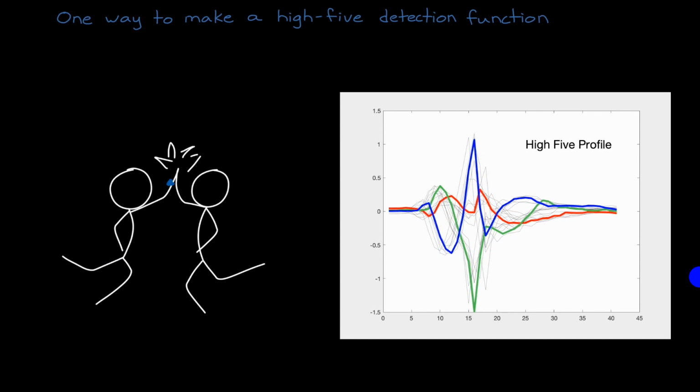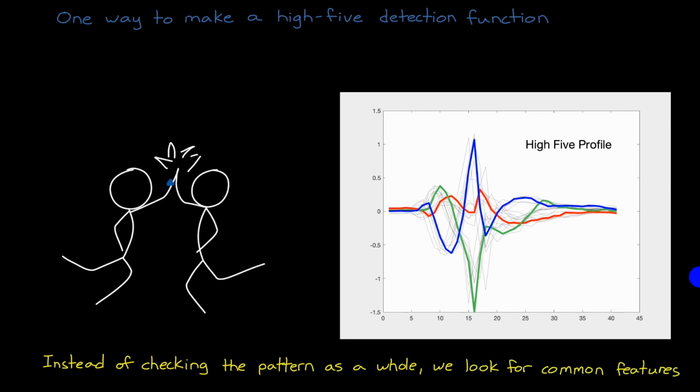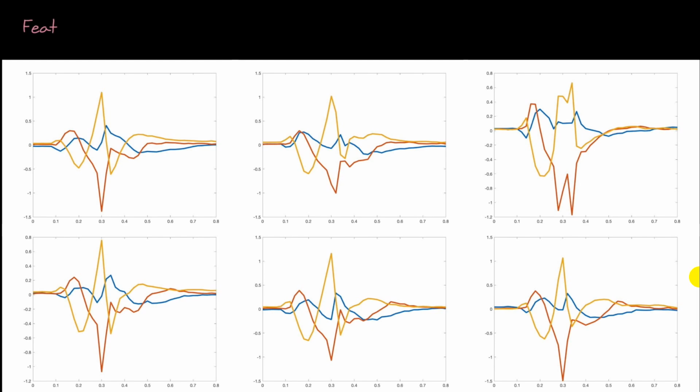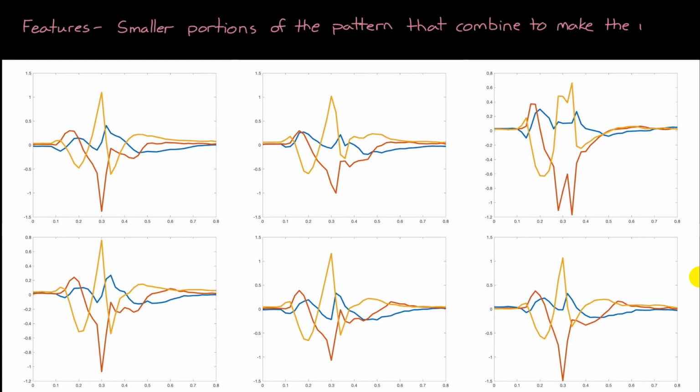So instead of having a database of millions of profiles that we need to check, one for every possible type of high five, we might be a little smarter about it and realize that instead of looking at the pattern as a whole, which can have wild variations, maybe we can find a set of features that they all have in common and just check for those. By features, I mean smaller portions of the pattern that combine to make up the entire profile.